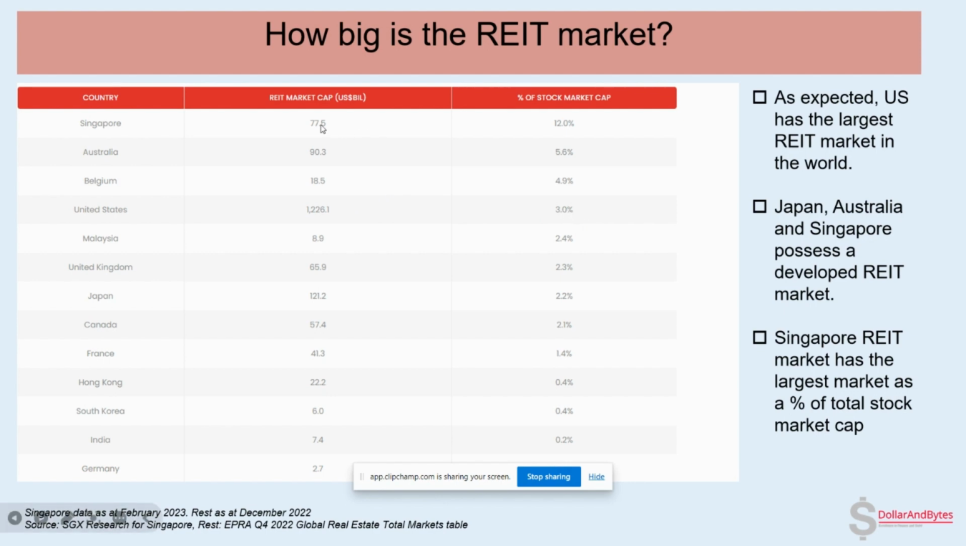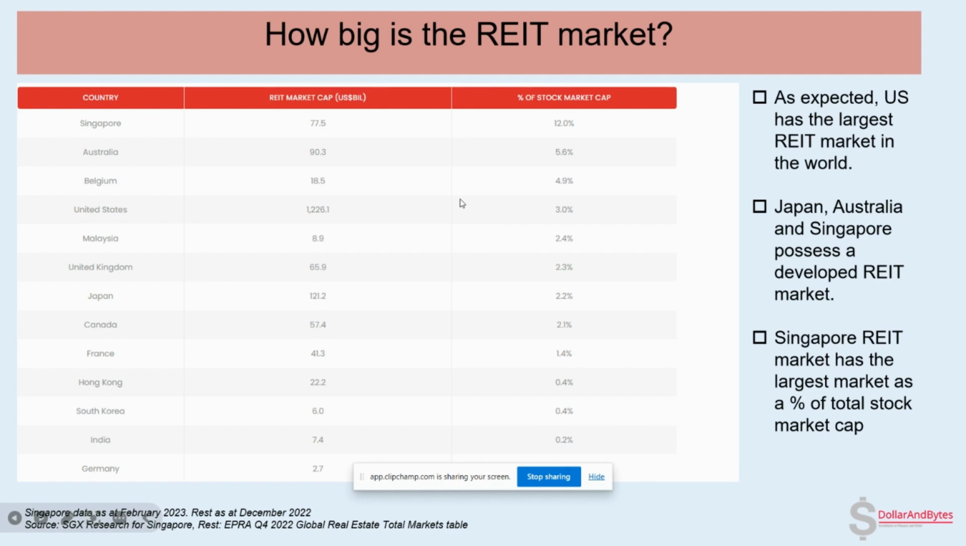While other countries like Singapore have a relatively smaller total stock market compared to the US, the REIT market is pretty large on a relative basis. As a percentage of stock market capitalization, the REIT market represents around 12% of the total stock market in Singapore. The other notable markets are Australia and Japan. The Australian market is also 90 billion, and Japan is 121 billion dollars.